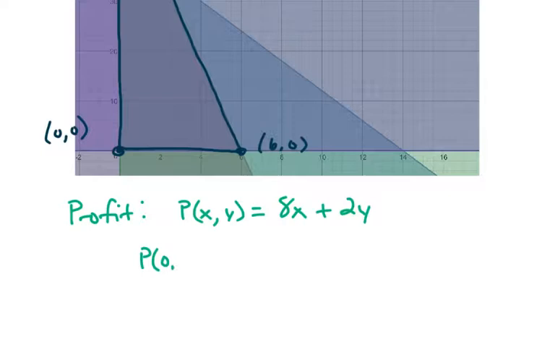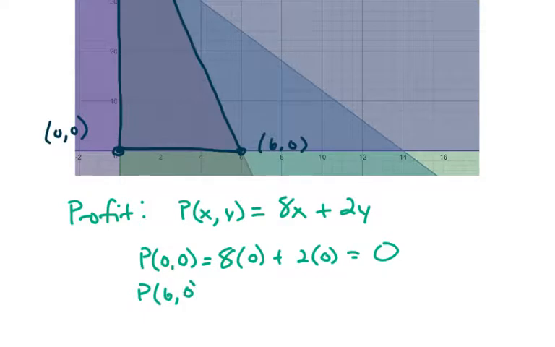So P of, let's start with (0, 0). If we produce 0 sets and 0 singles, I'm pretty sure you can see where this is headed. If we produce nothing, we're going to make nothing. So 8 times 0 plus 2 times 0, that's 0. That's not going to maximize our profit. But the other ones, we need to think about. So if we look at (6, 0), let's take 8 times 6 plus 2 times 0. 8 times 6 is 48. 2 times 0 is still 0. So this is going to be $48. If we produce 6 sets between the two machines, we're going to make $48.